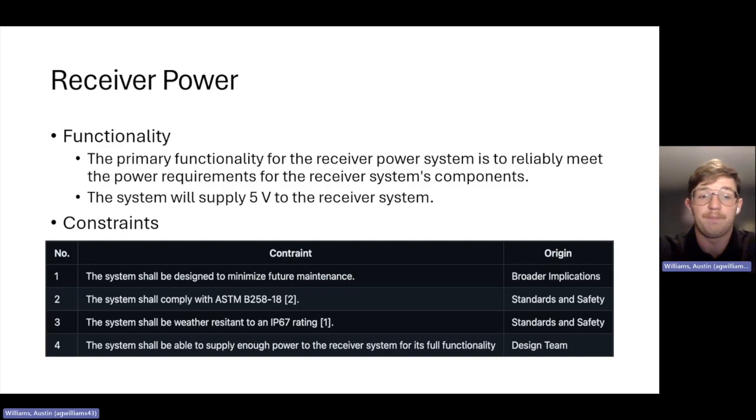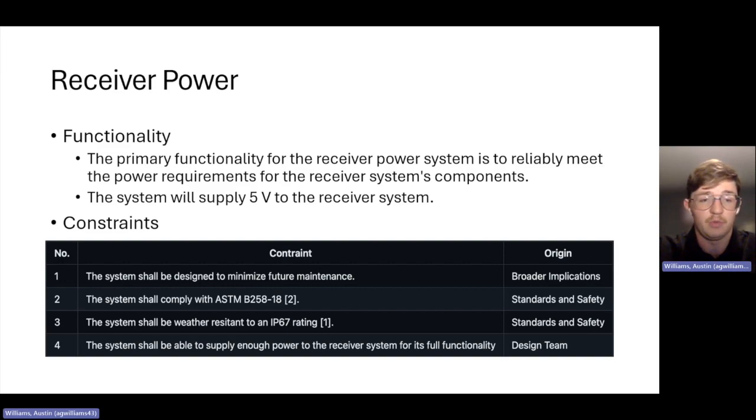Moving on to constraints, the system shall be designed to minimize future maintenance, which is a broader implication just to make things easier for the implementation of the project, but also it's a big emphasis of Dr. Austin, the supervisor, for the entire project. For number 2, we would be complying with the ASTM B258 standard, which covers wire gauges and current through a wire. You want to comply with that for the safety of your system. You want to avoid overheating, short circuits, and even fires.